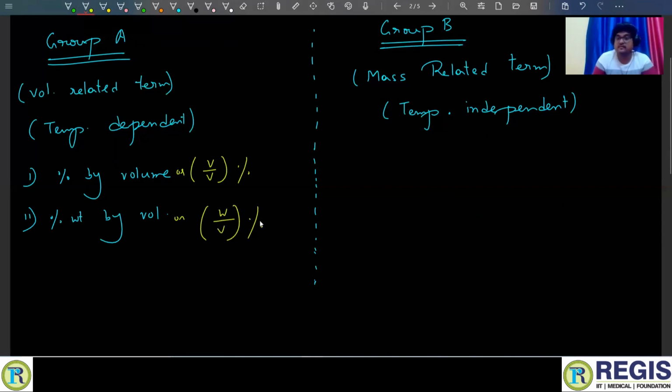Now, what is weight by volume? What is volume by volume? That we will discuss. Don't worry. Okay. Third one, molarity. And fourth one, normality.